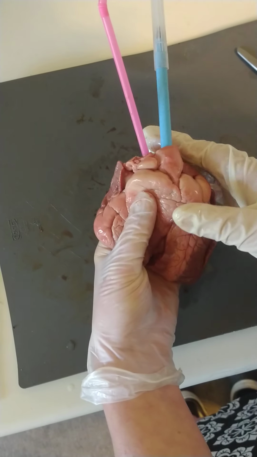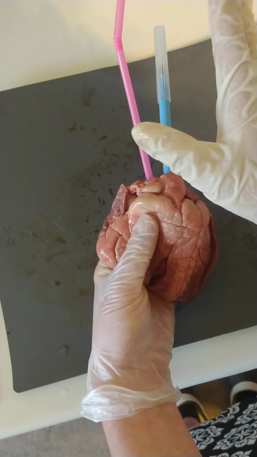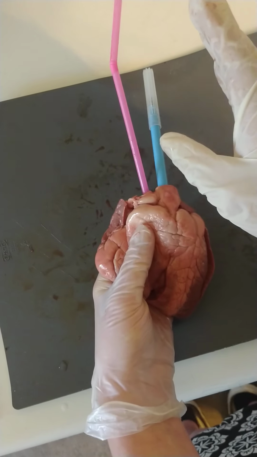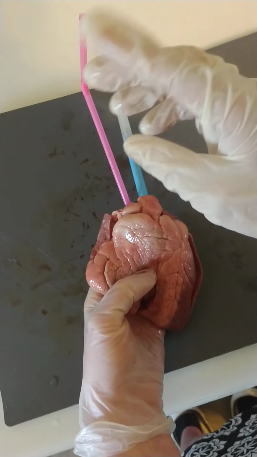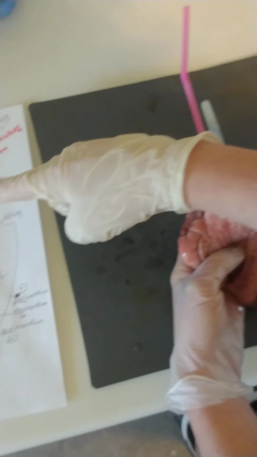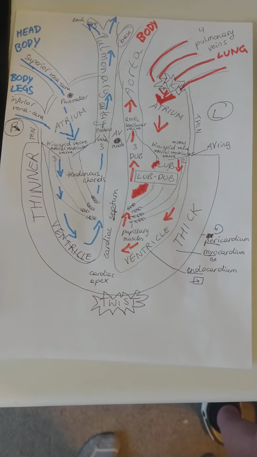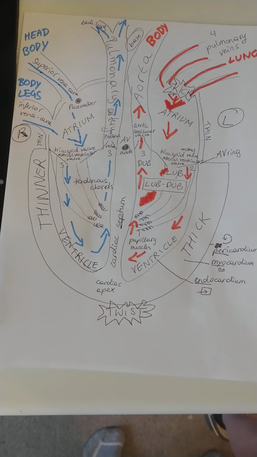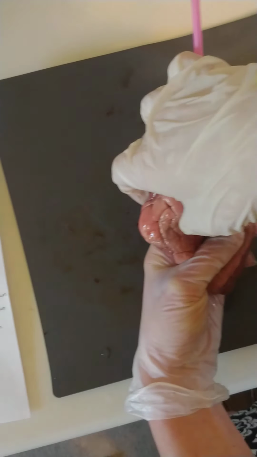and gives up some oxygen, and then it comes back from the systemic venous circulation, either from the top half of the body, as you can see here, via the superior vena cava, or from the bottom half of the body via the inferior vena cava.